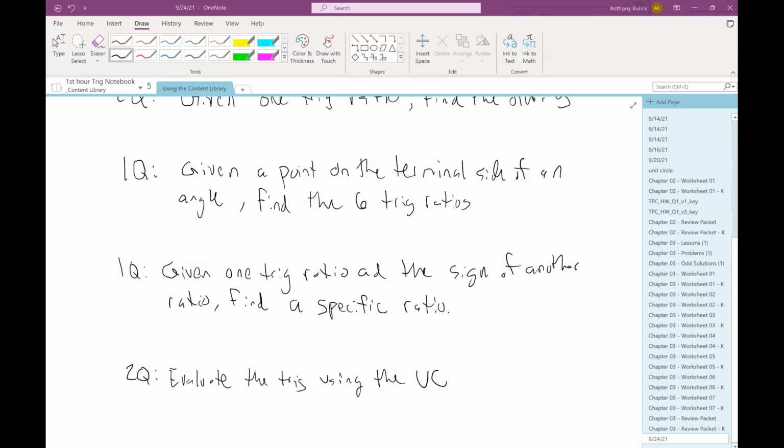Questions about the test format stuff before we move forward? Jane? Yes. Yeah. And translating from the SOHCAHTOA definition to the standard position angle definition. Yes.